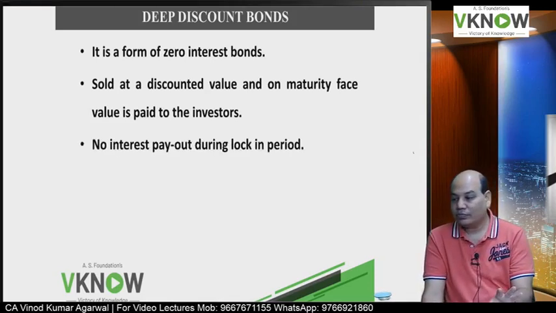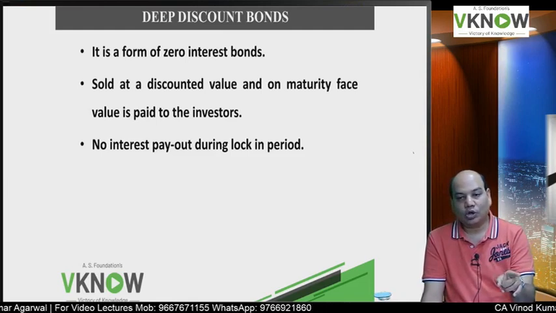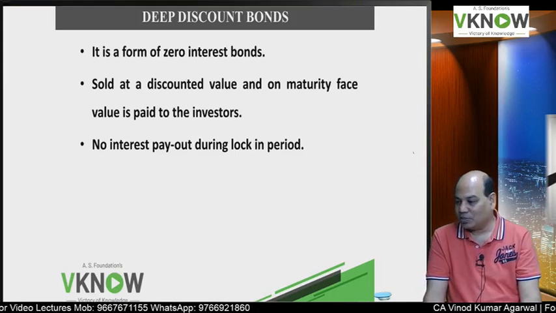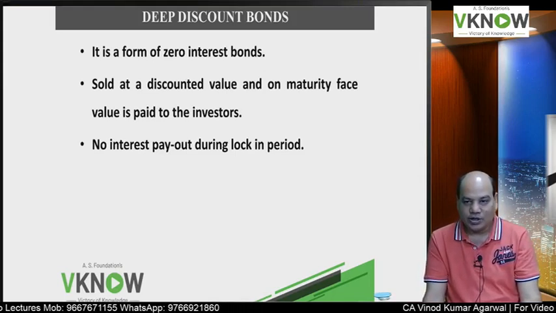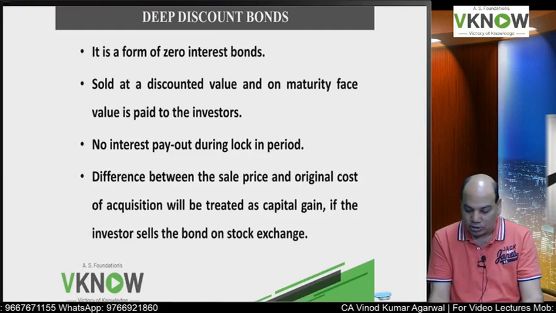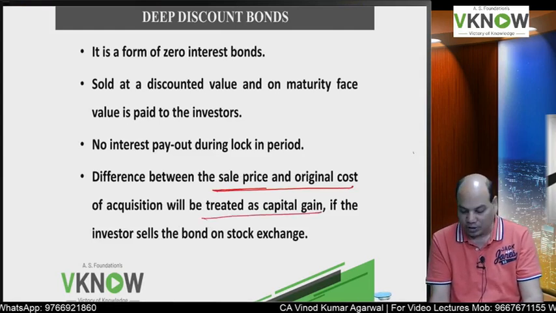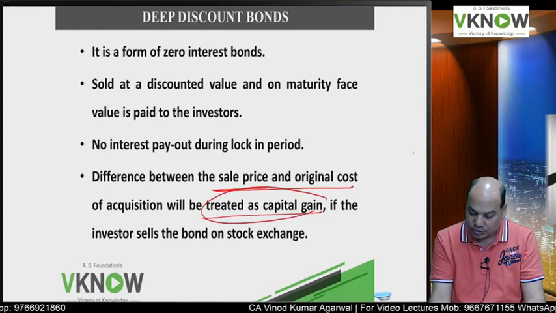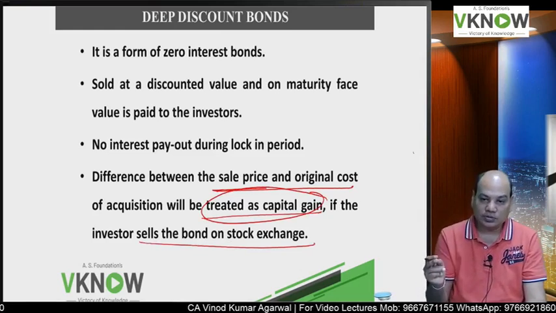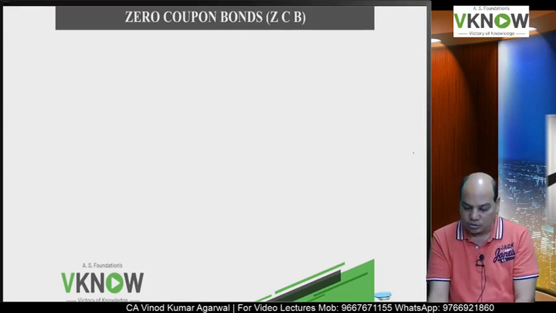Benefit to the investor is that he does not have to pay income tax on interest. On maturity, he will pay long-term capital gain tax by using the benefit of indexation. So his tax liability is also reduced. No interest is paid on deep discount bond during the lock-in period. Difference between the sale price and original cost is treated as capital gain, subject to indexation benefit also. Some of these bonds are listed on the stock exchange also, where you can sell these bonds. In case you need money, these bonds can be sold on the stock exchange.